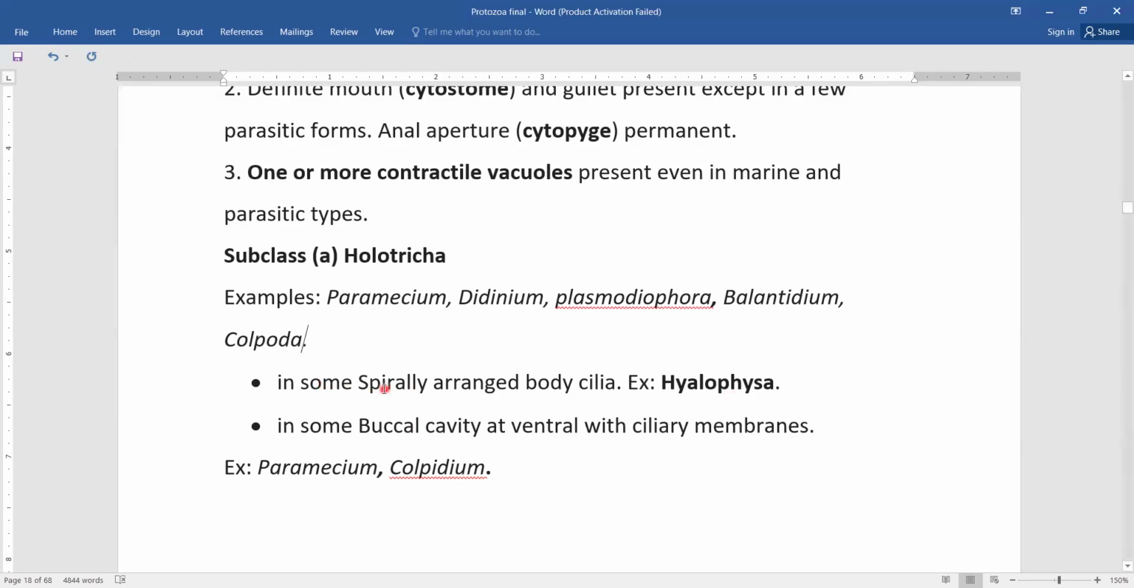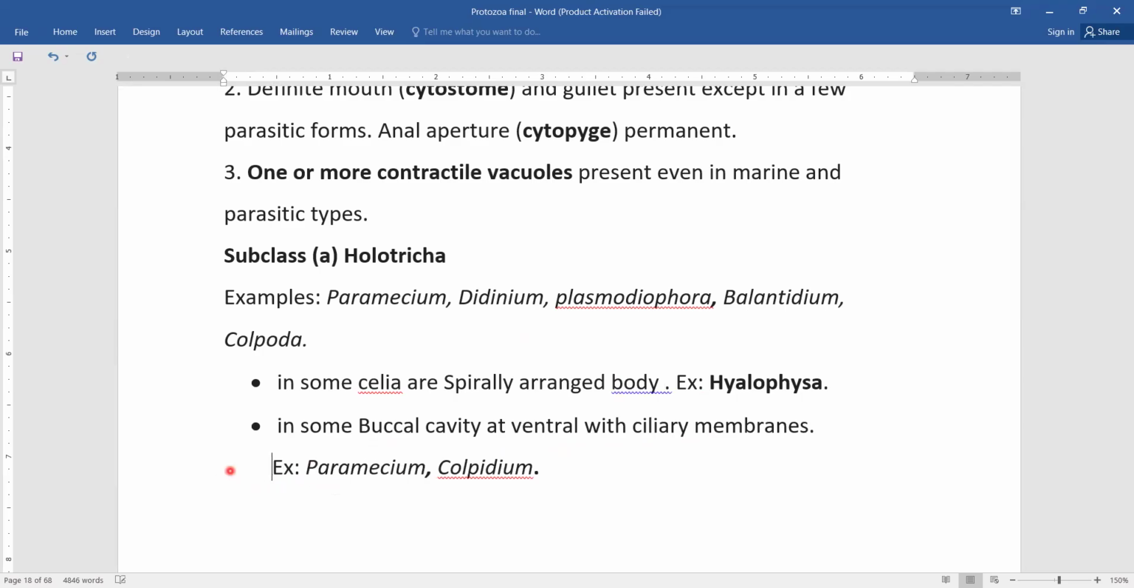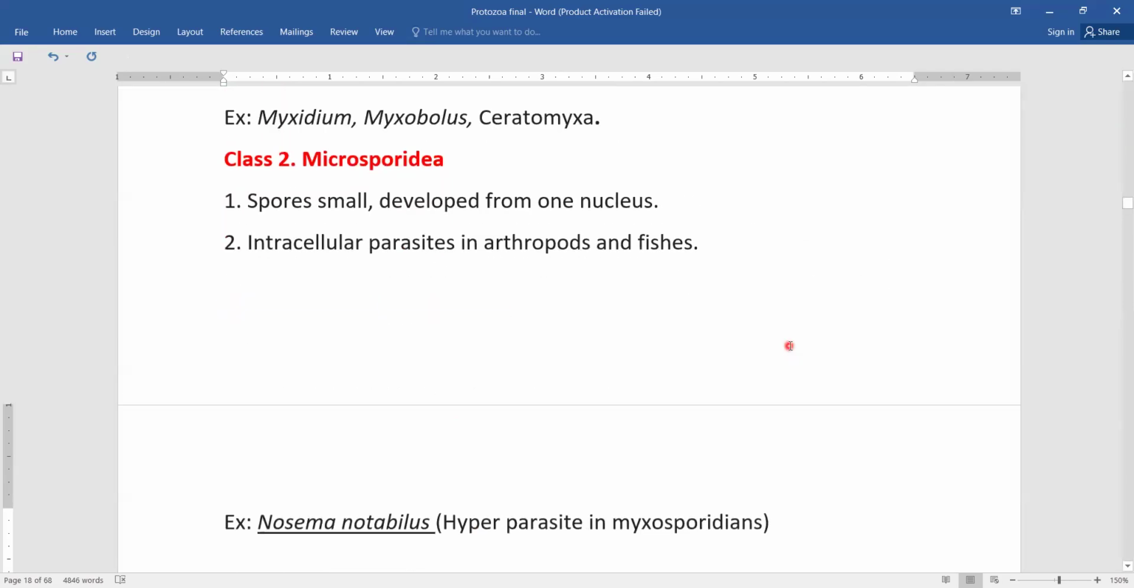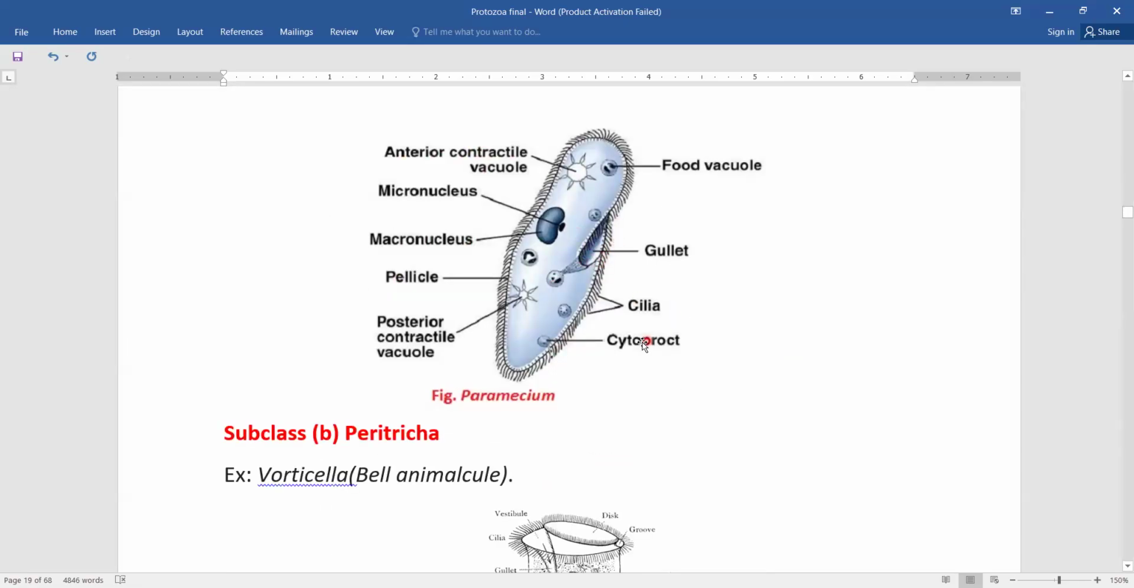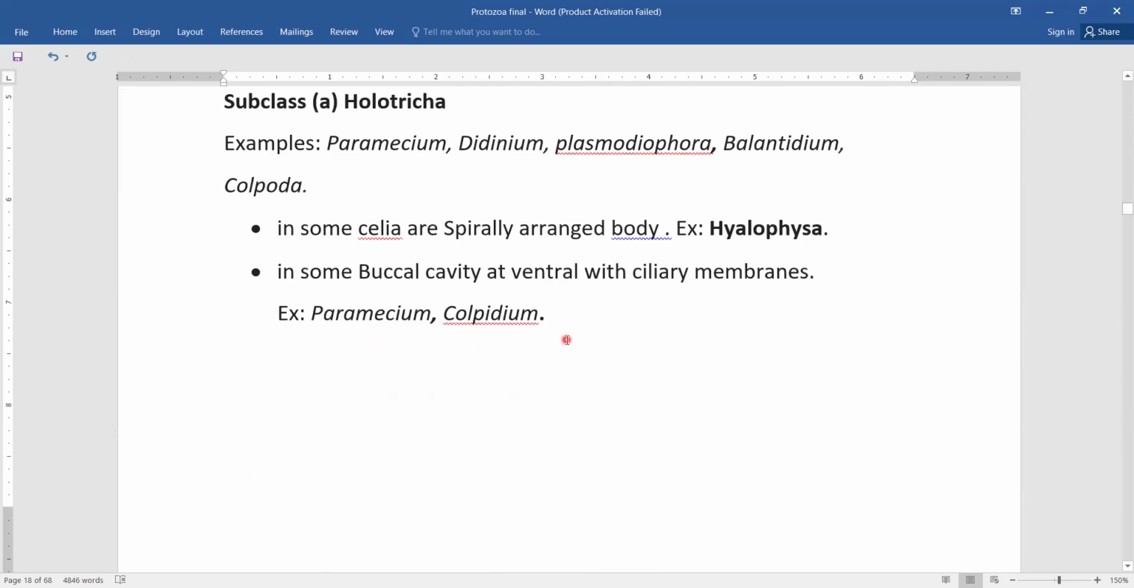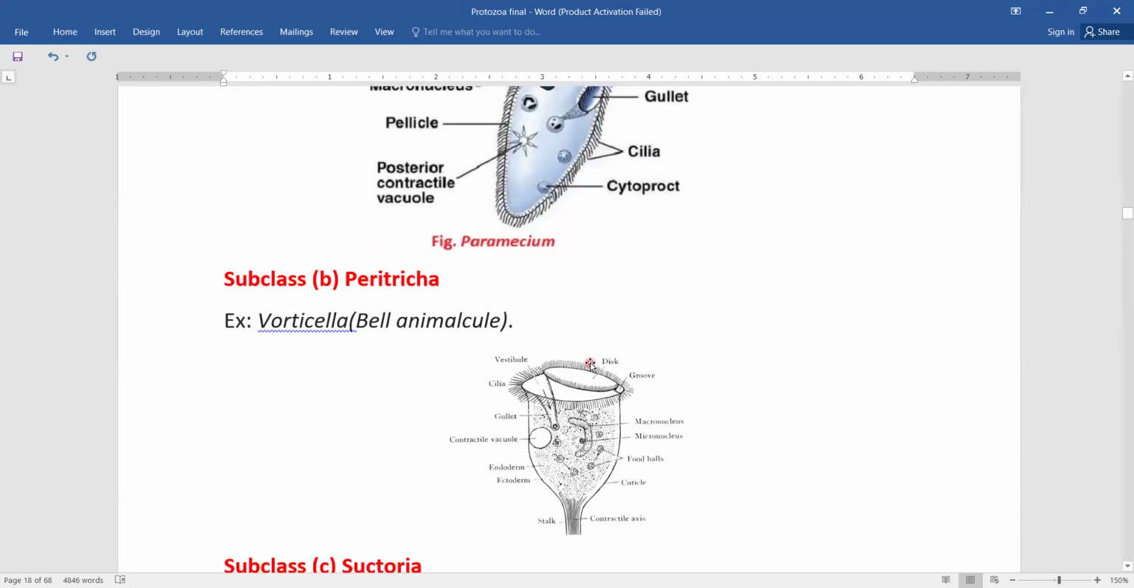In some animals, the cilia are spirally arranged on the body. An example is Hylophilsa. In some, the buccal cavity is at the ventral side with ciliary membranes. Like in Paramecium, we have a buccal cavity on the ventral side, and in that buccal cavity also cilia are present. So this example is Paramecium, Colpidium. Anyway, so this is Holotricha.